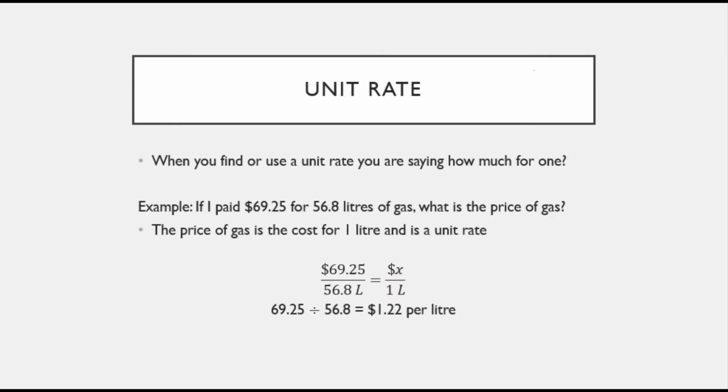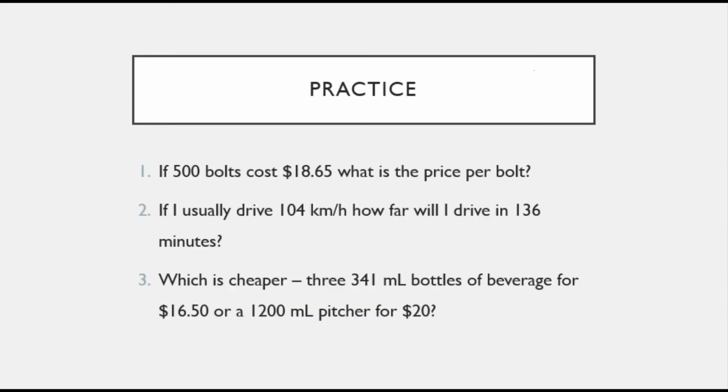And unit rates are always the same. You're saying how much for 1. So if I want to know what the price of gas is, in this example, we're doing for 1 liter, right? So we're just trying to divide and figure it out. If I pay this many dollars and I got this many liters, old school, the price per liter was, in 2020 prices, $1.22. So just a couple of examples.